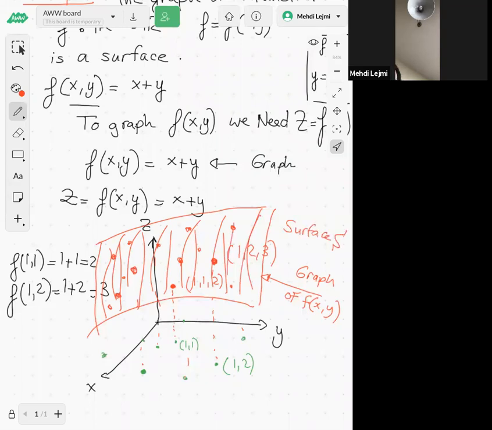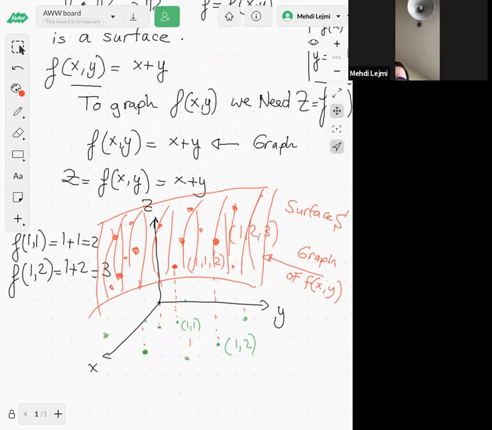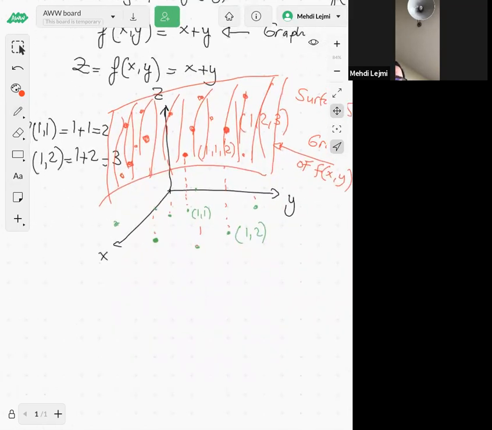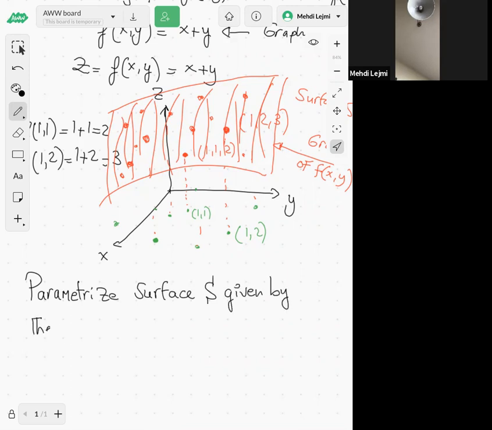Okay. Now, this is a surface, and I want to parameterize such a surface. So let's parameterize the surface S given by the graph of f of xy, which in this case is just x plus y.